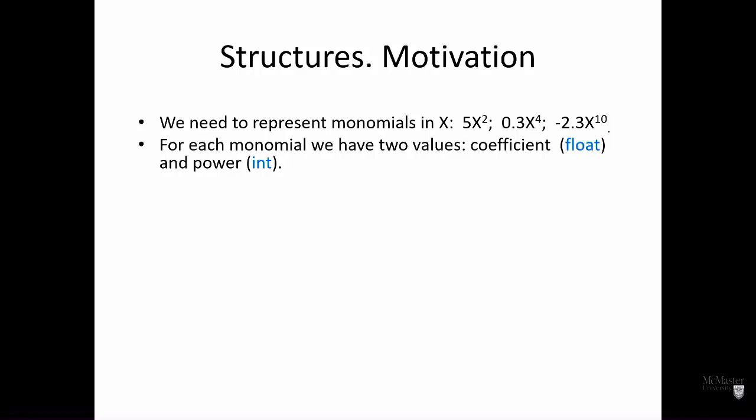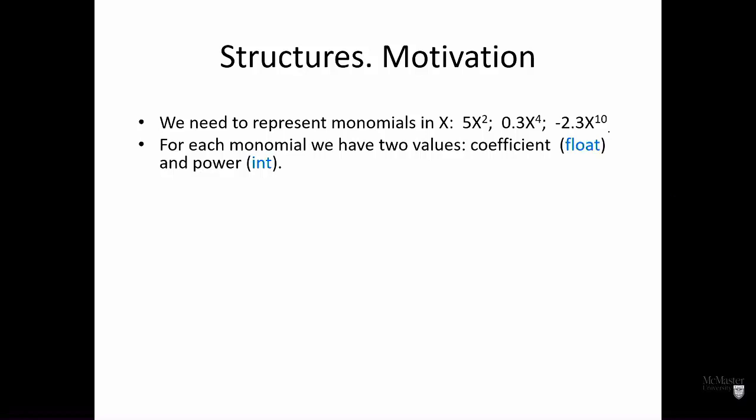So, a motivational example of structures. We want, for example, to write a math program for monomials. What is a monomial? It's a very basic piece of information. You have one single term where you have a coefficient and then a variable that has a power. This is called a monomial. If you have multiples of these added together, then you have a polynomial. Very basic high school math.